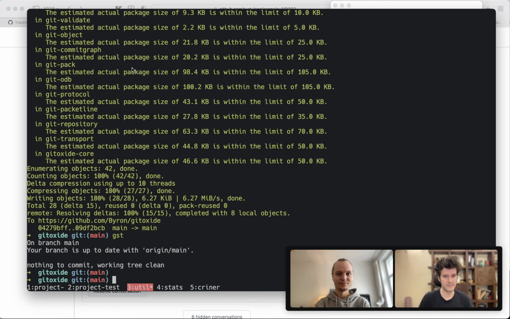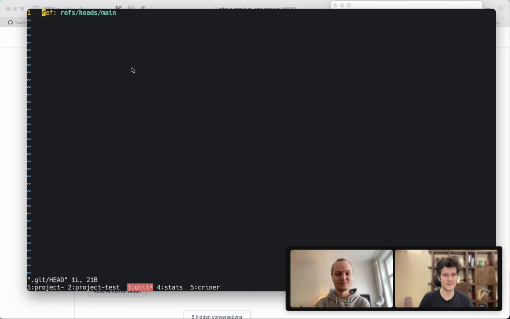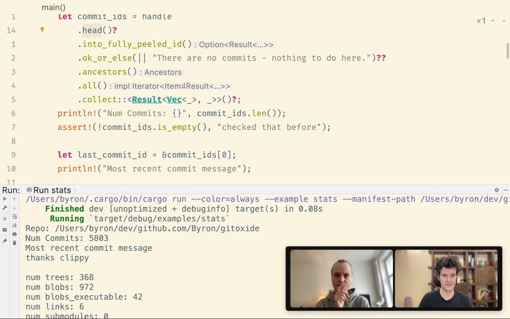If you remember, this is really just a ref, and it's a symbolic one usually. And if it's not symbolic, if there is a hex SHA-1 here, or a hash, then this would mean it's a detached head, which probably many people have already seen. And that's really all the special thing about the head and how it's represented here.